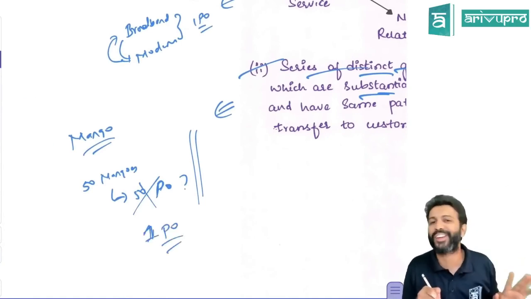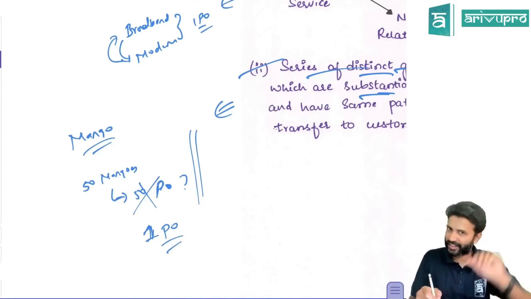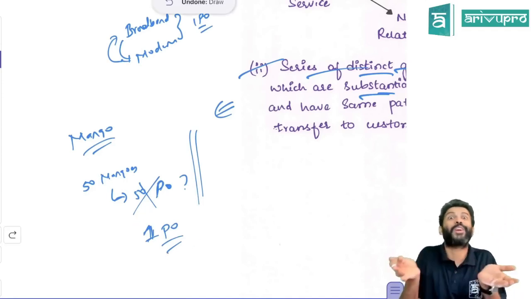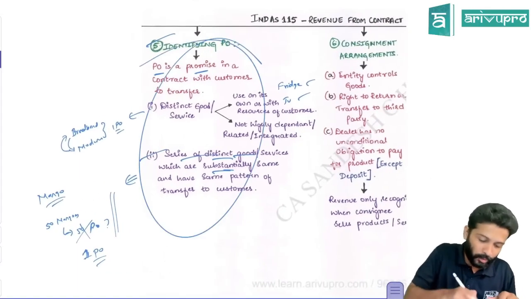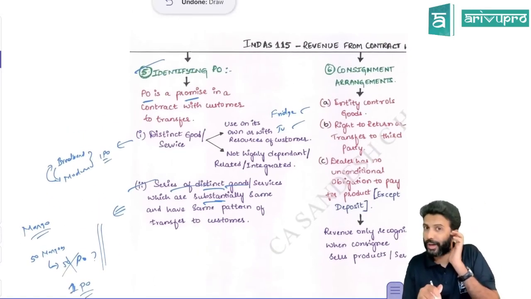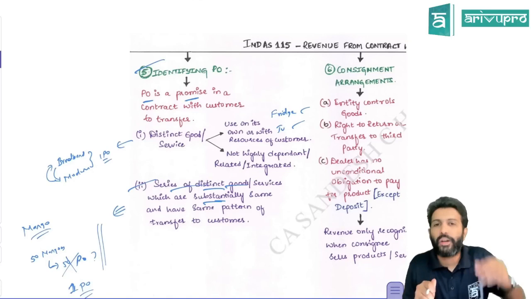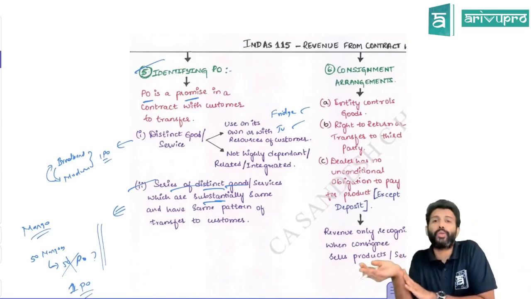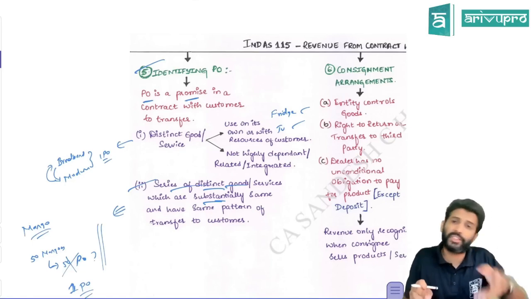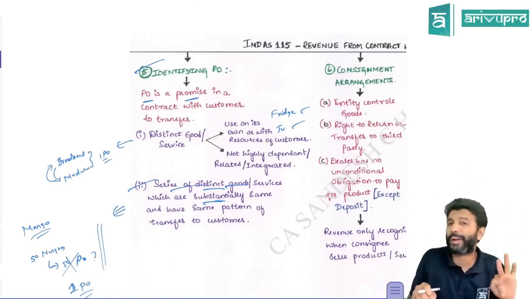So meaning we'll apply the revenue recognition criteria only once. The 5 steps of revenue recognition, we'll apply only once, not for the 50. Because that will become crazy. Yes or no? So that is about performance obligation. So performance obligation means what? It's a promise made in the contract with the customer to transfer a distinct goods or service, or a series of distinct goods or services which are substantially the same and have the same transfer pattern to the customer.